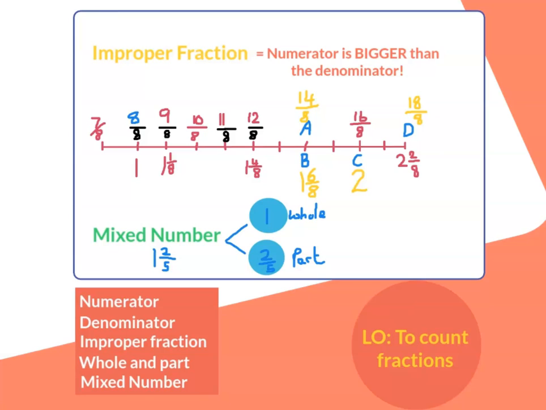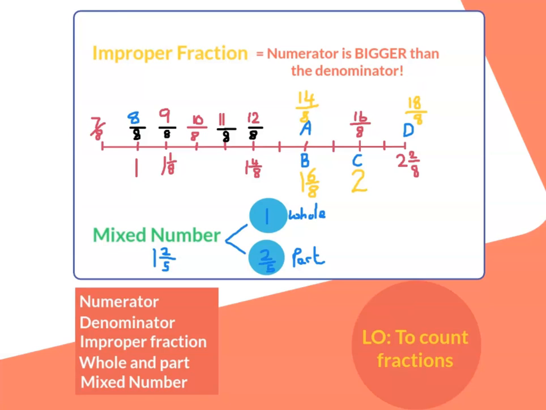How did you get on? On the top line, they're improper fractions, so we're just counting on. So you've got 12 eighths, 13, 14. A is 14 eighths, 15, 16, 17, and 18 eighths for D.